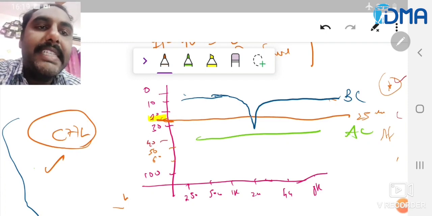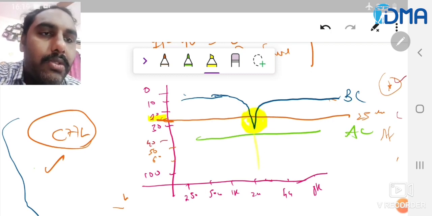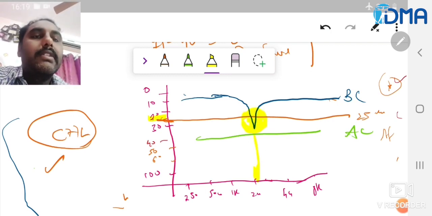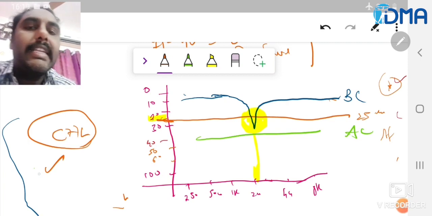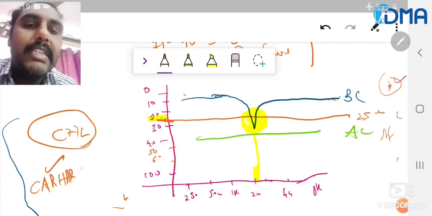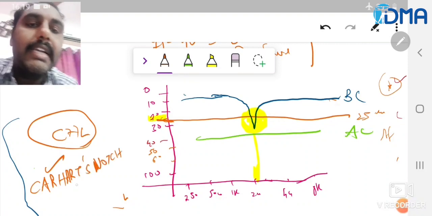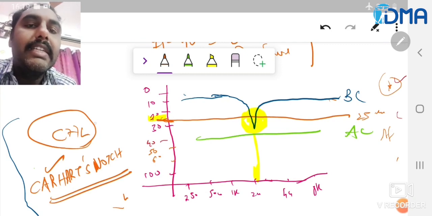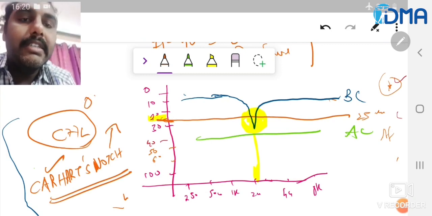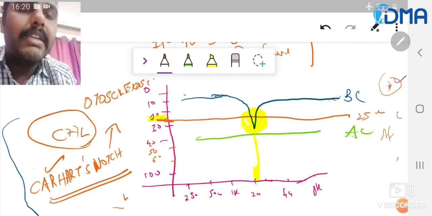But what is the specific thing with this audiometry? The specific thing is there is a dip in bone conduction at 2000 Hertz. This dip in bone conduction at 2000 Hertz is called Kerr-Hart's notch in audiometry. Kerr-Hart's notch is seen in one condition, that is otosclerosis.